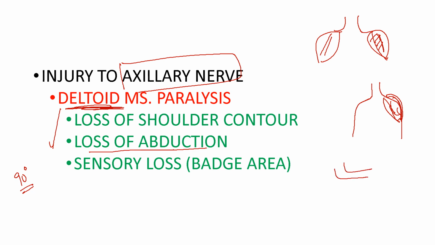And then there will be sensory loss in the anterior and inferior area of the deltoid muscle, and this is known as the badge area. So you will find a sensory loss over the badge area. So these are the features of injury to the axillary nerve and deltoid muscle paralysis. So this is about the axillary nerve.